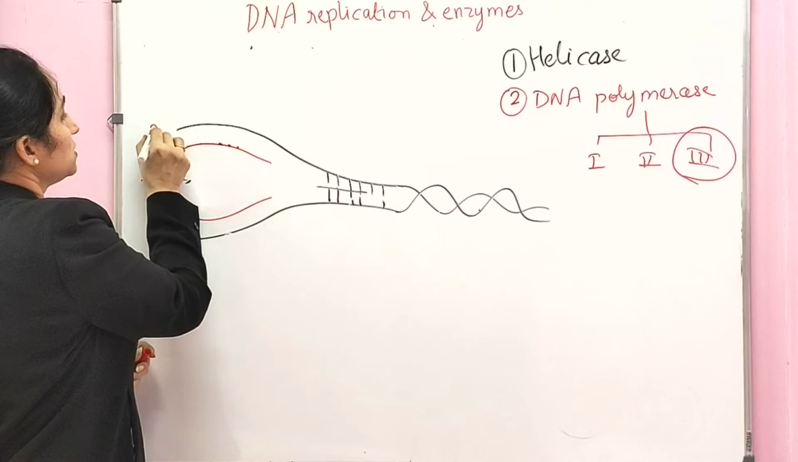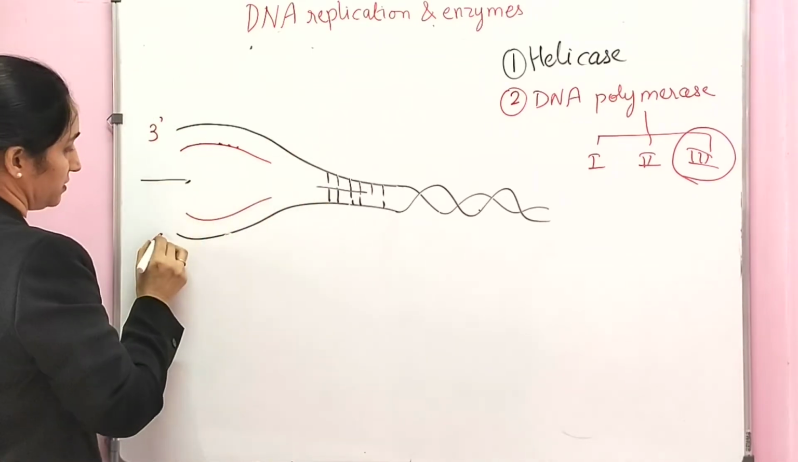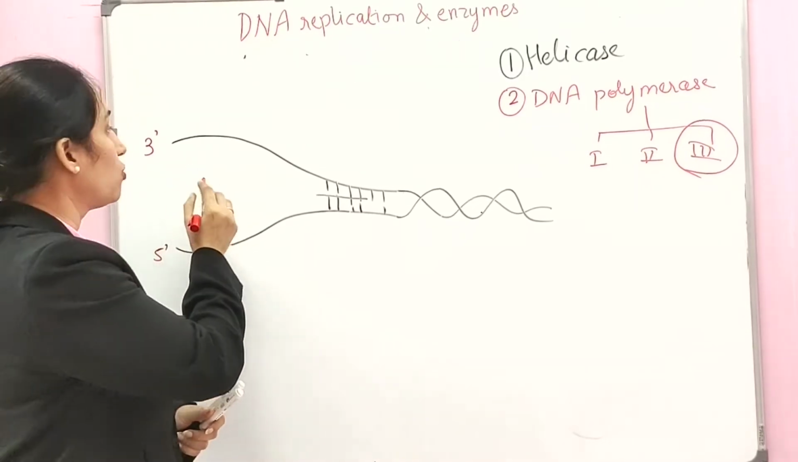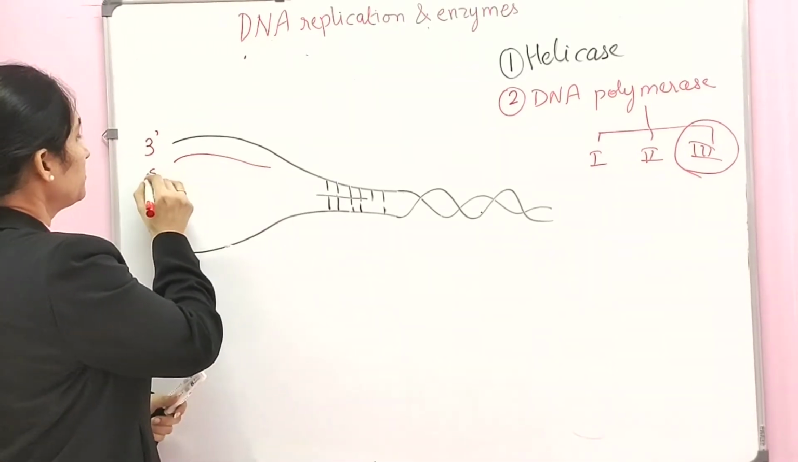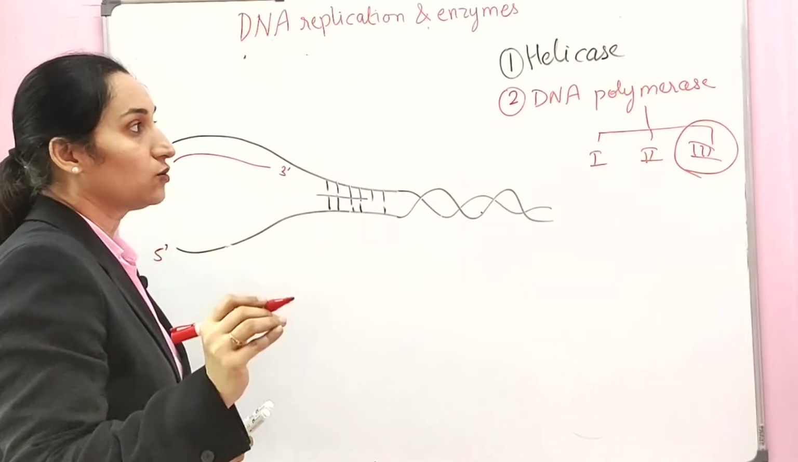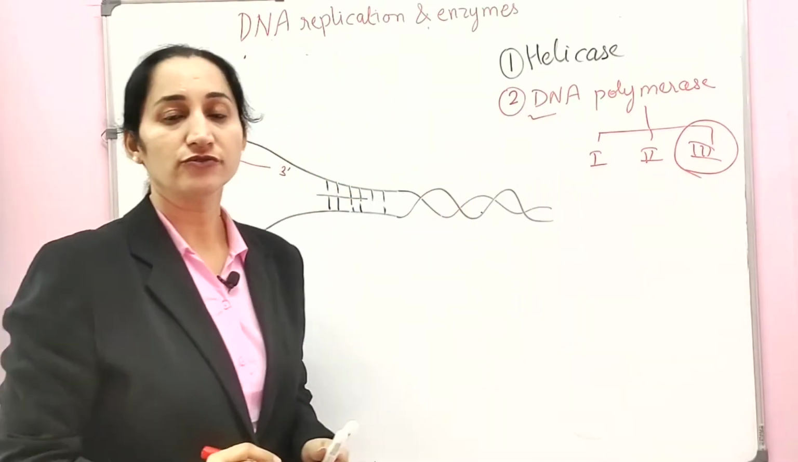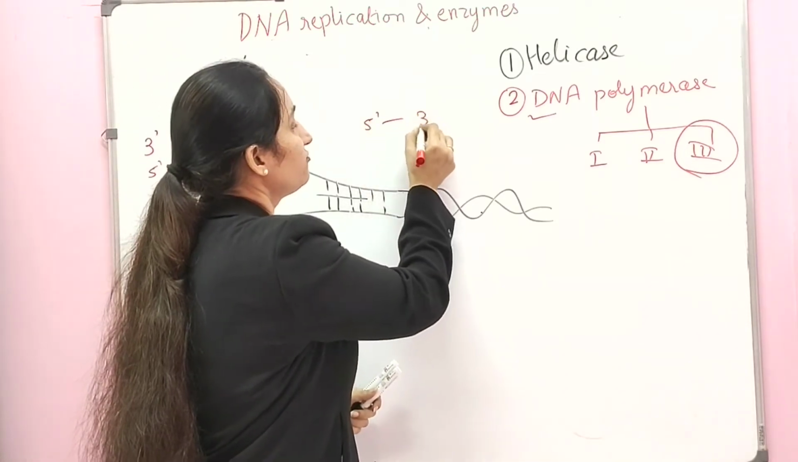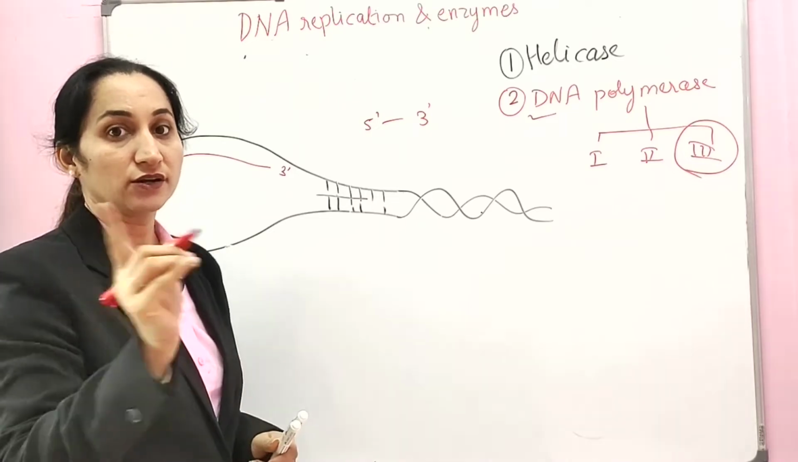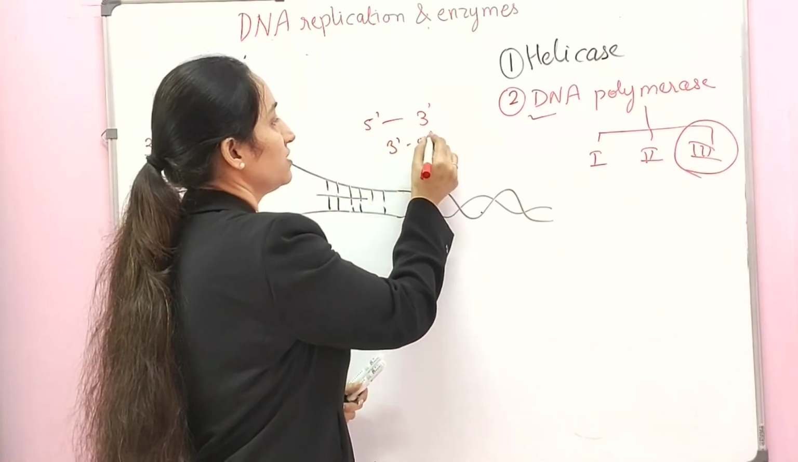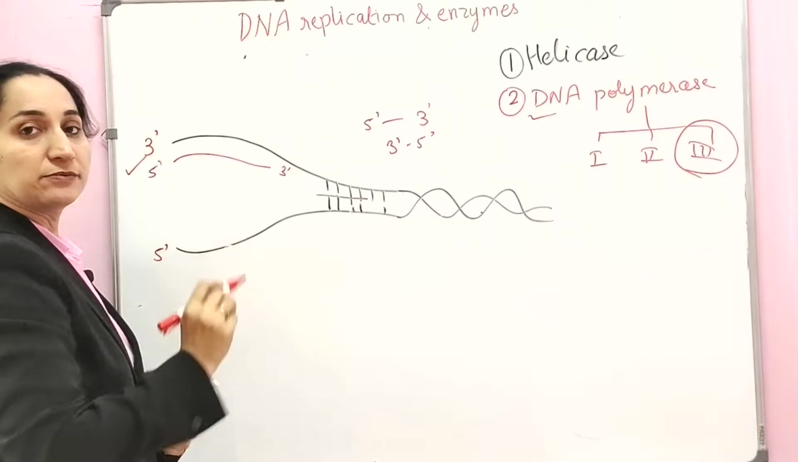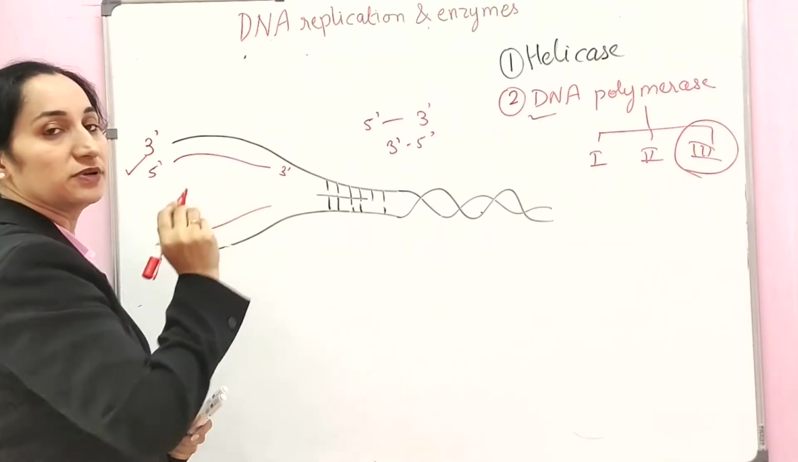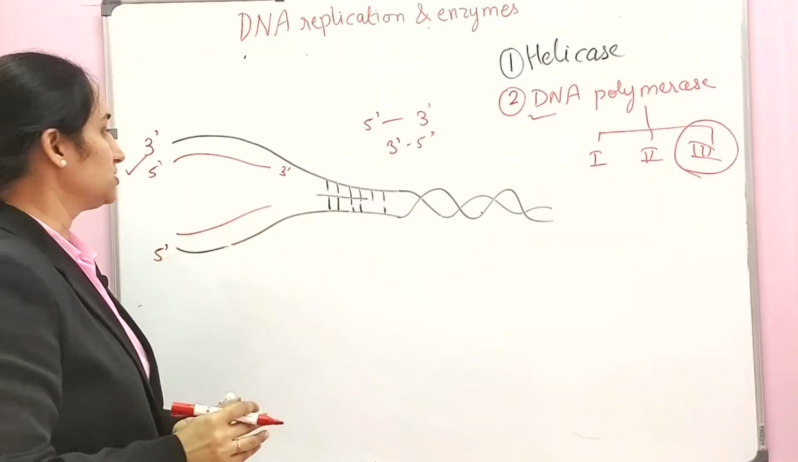Okay, let us suppose this is 3' and this is 5'. So the complementary strand that is going to form should be in 5' to 3' direction, right? Now, the special characteristic of DNA polymerase 3 is that it can add nucleotides only in 5' to 3' direction. It cannot add nucleotides in 3' to 5' direction. So this can be formed easily because this is in 5' to 3' direction. What about this complementary strand? That we will see later, okay?